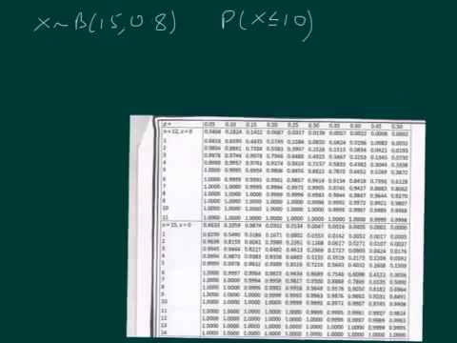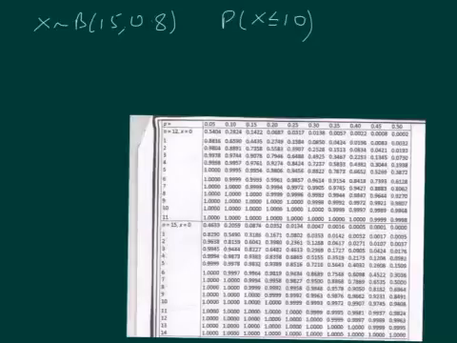Okay, one more example. This is a harder example. Here we've got a binomial distribution with 15 trials and the probability of success is 0.8. What's the probability that the number of successes is smaller than or equal to 10? So here's the section for 15, but you will notice that the probabilities stop at 0.5. So we can't read this off from the tables.